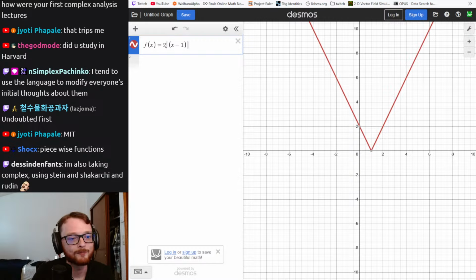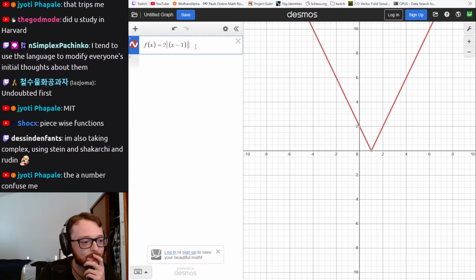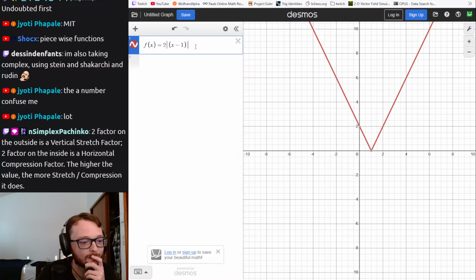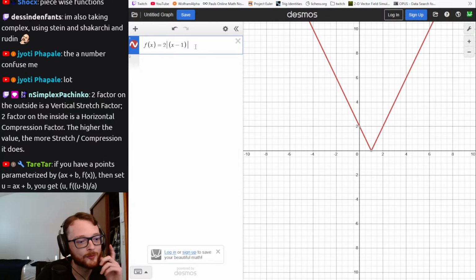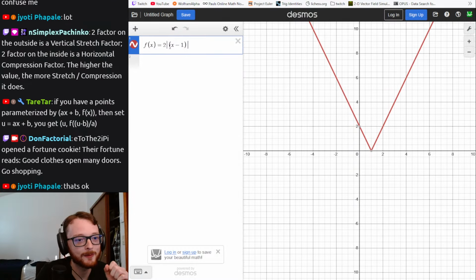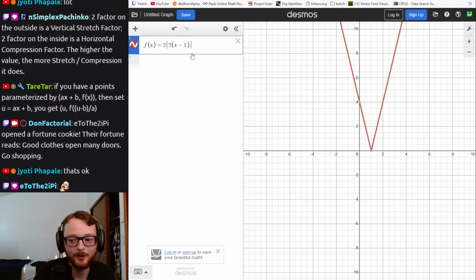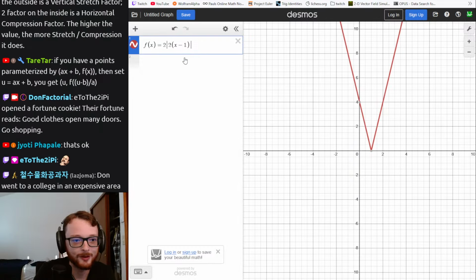Okay, so yeah, sorry, I'm struggling a little bit for the explanation here. A 2 factor on the outside is a vertical stretch factor. A 2 factor on the inside is a horizontal compression. Right. Okay. That's where the opposite is. So if we take all our x's, the thing inside here, and multiply them by... Why does my monitor do this? 1 second. Okay, there, I'm back.